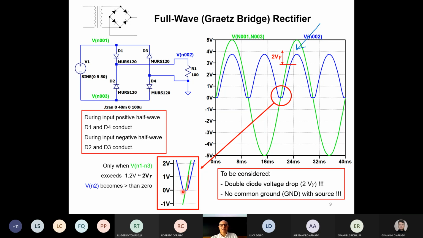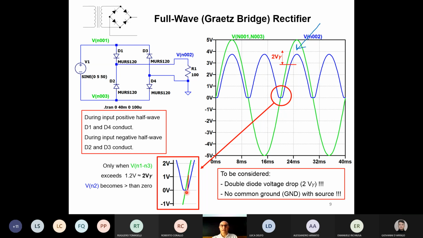Why is that? That is due to the fact that if the input voltage does not reach at least 2 V gammas, the 2 diodes cannot start to conduct. If you see here, the minimum value for 2 V gammas is around 1.2 volts. So if the green line does not reach 1.2 volts here, the blue line cannot move from 0. And that's something that here is more evident because you have to wait for 2 V gammas. In the previous circuit, you had to wait for 1 V gamma.